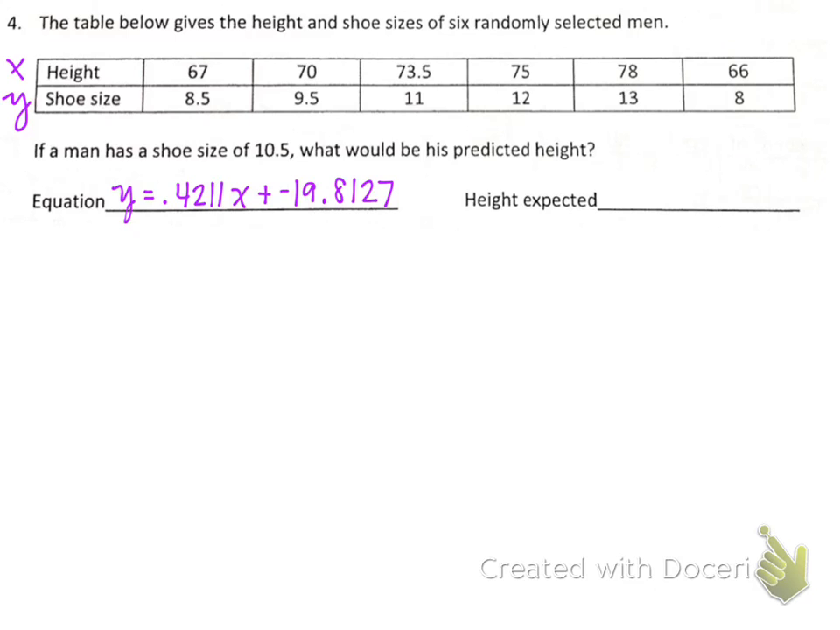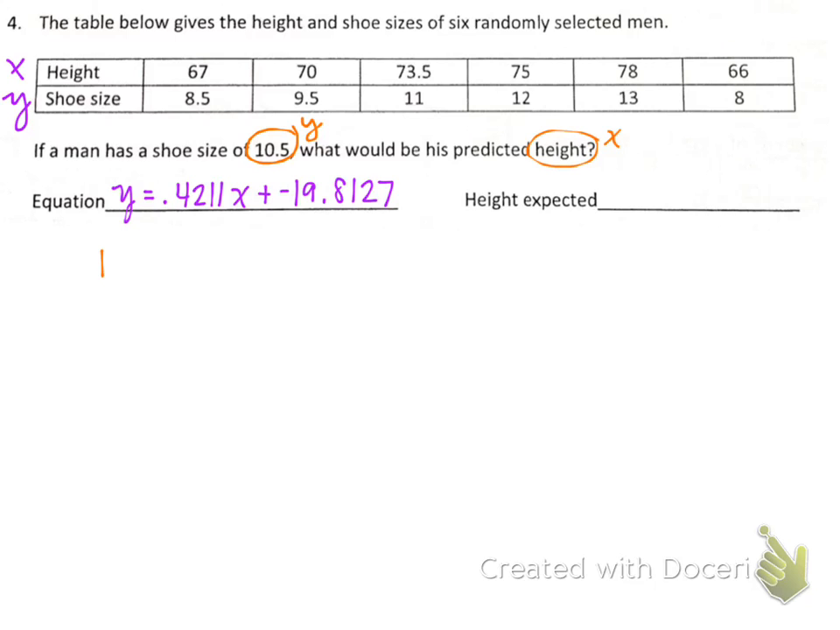So now let's answer the question that goes with it. It says if a man's shoe size is 10.5. Now that is a y value this time. What would his predicted height be? So we're looking for an x. So that's why we're doing this one. We're given a y, but we're looking for an x. So what we do here is in this equation, we're going to plug 10.5 in for y.